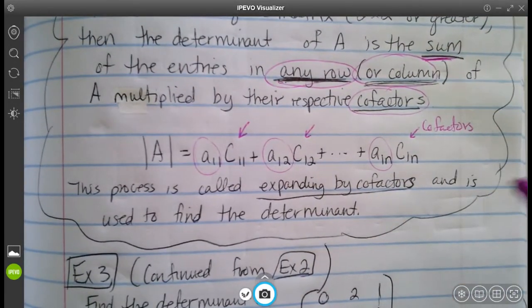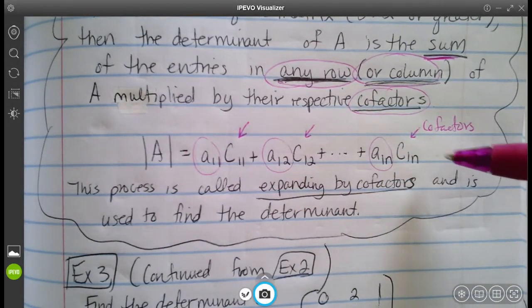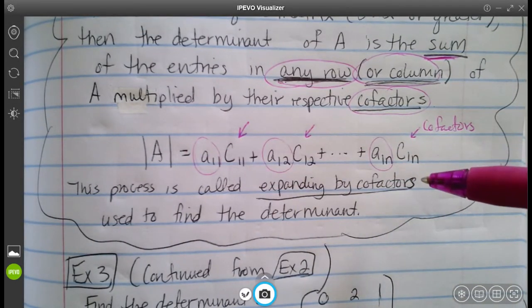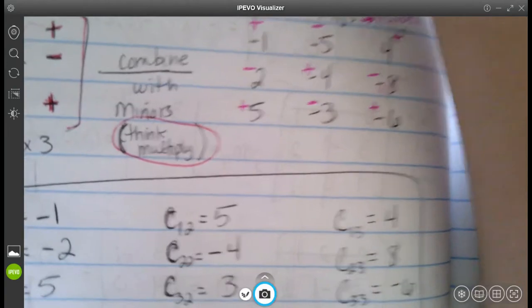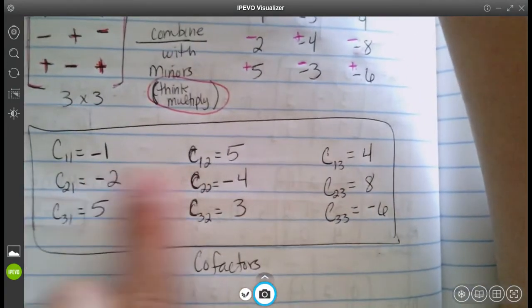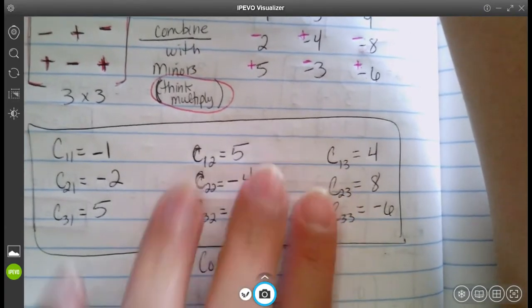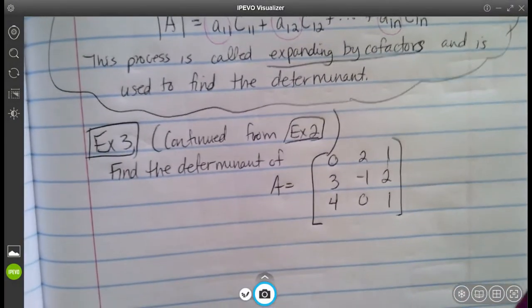A special note here, notice that we only have to do one row. That helps you a little bit with the work on the other part. If we were absolutely positive we were going to be using row 1, then I only have to worry about those 3 cofactors. Does that make sense? Just some food for thought. If you want to do it all, by all means, you can, but this is to lessen the work here.